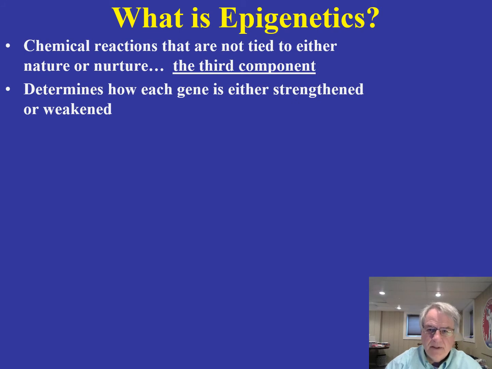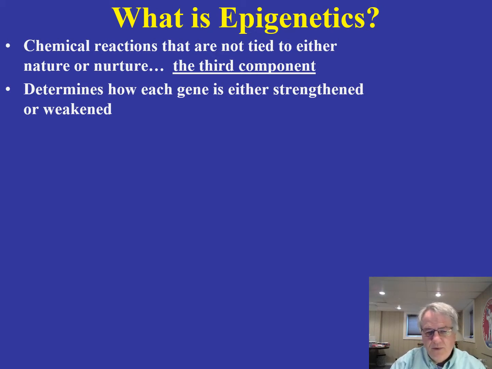So, what is epigenetics? I think the best way to describe it is that there's a third component. We talk about genes, we talk about the environment, but there's this third component now in which we know that there are some chemical reactions that are not really tied to nature and they're not really tied to nurture. That may be accounting for variation in behavior.